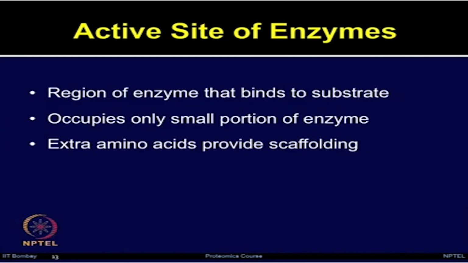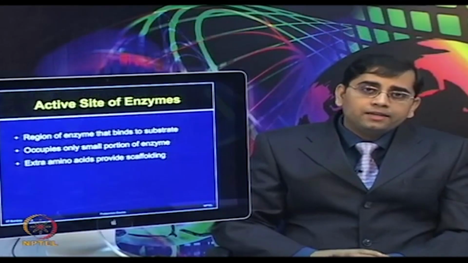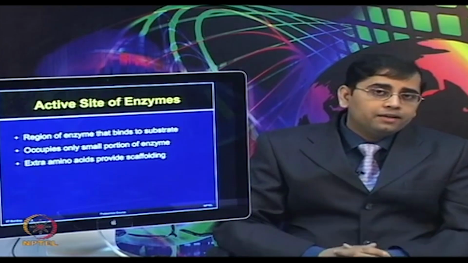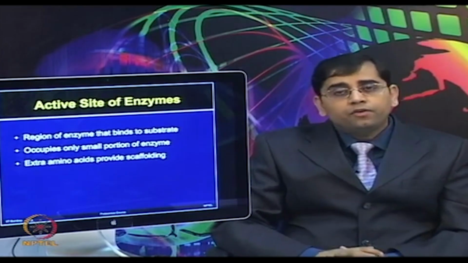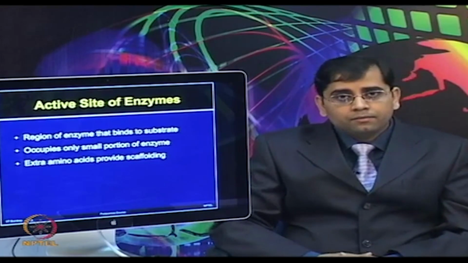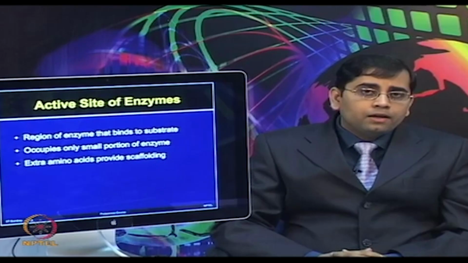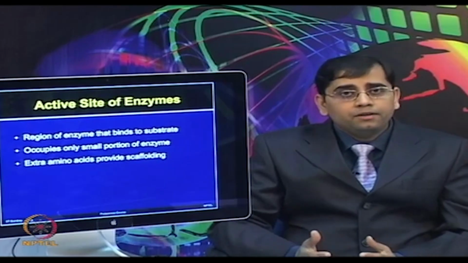So, what is the active site? The active site is a region of the enzyme that binds to the substrate. It provides a three-dimensional cleft. It is formed by amino acids from different parts of the sequence. So, it is not necessarily that only the residues in that pocket form the active site; it can be from different regions of a given protein which come together to form the active site. They occupy only a small portion of the enzyme, and some extra amino acids help in scaffolding.